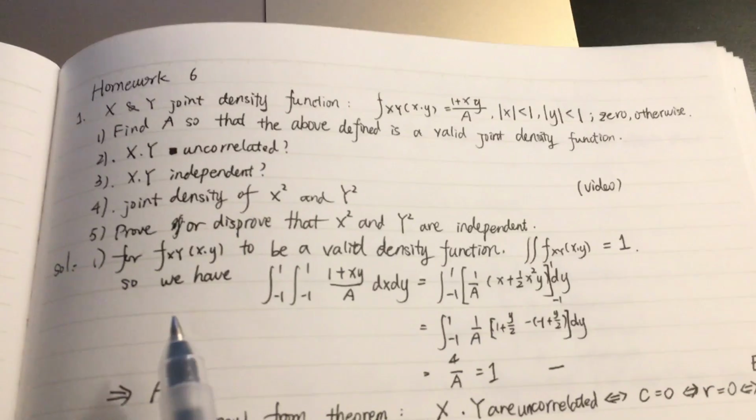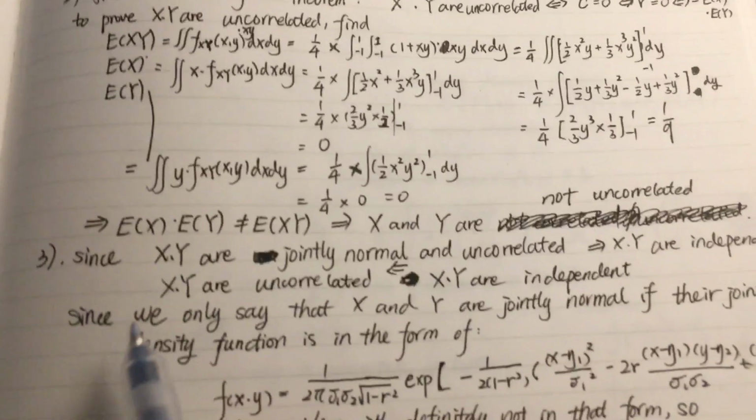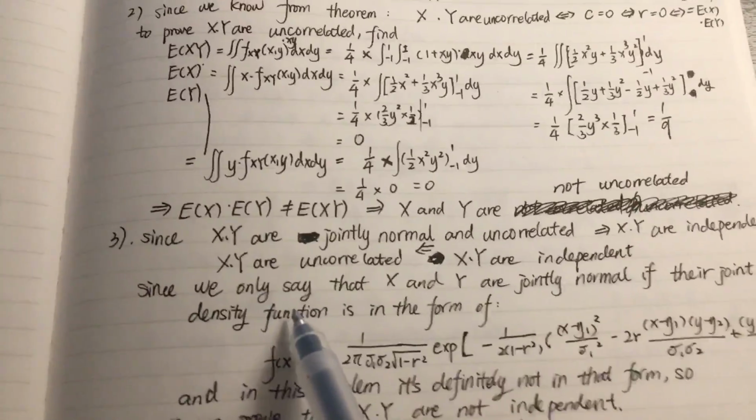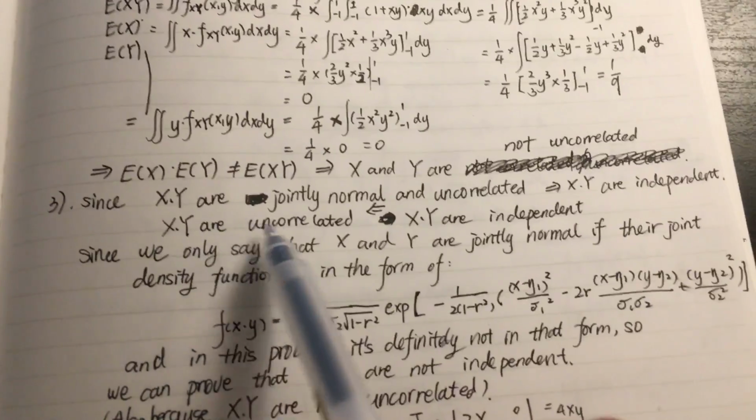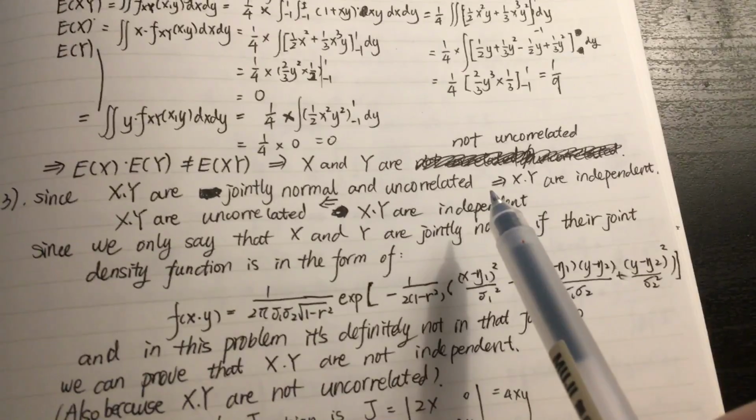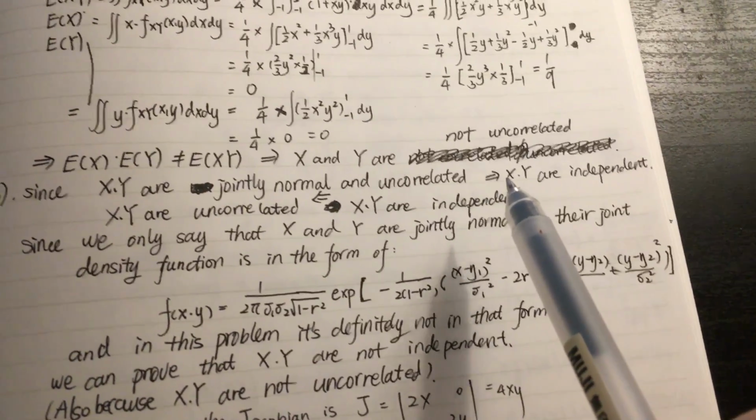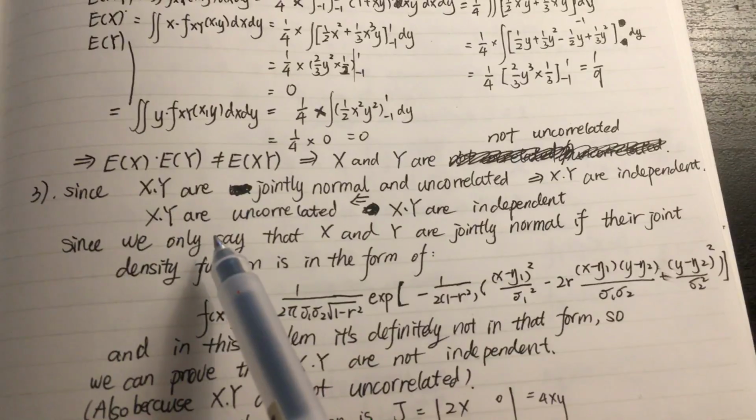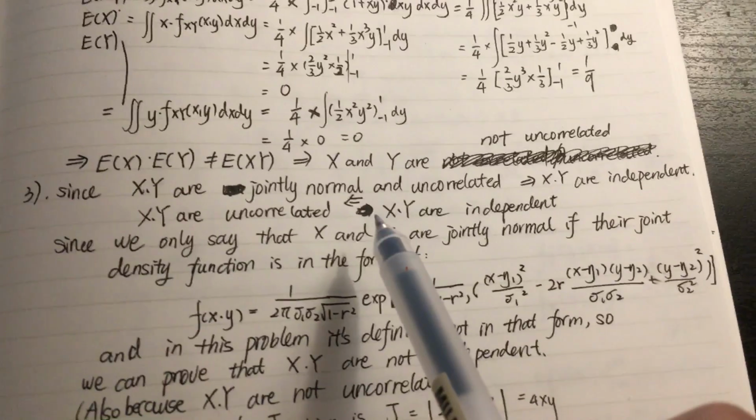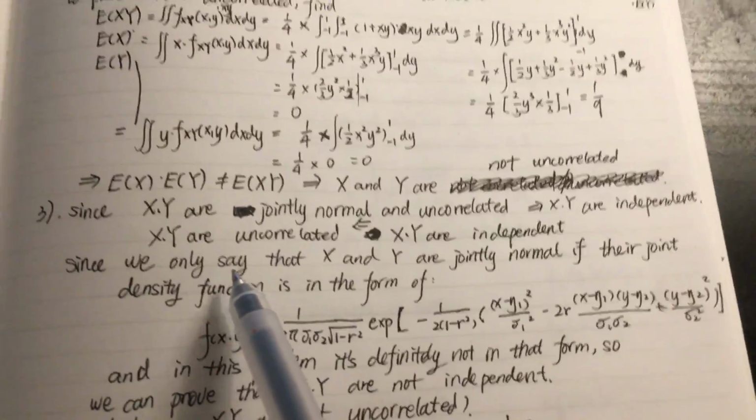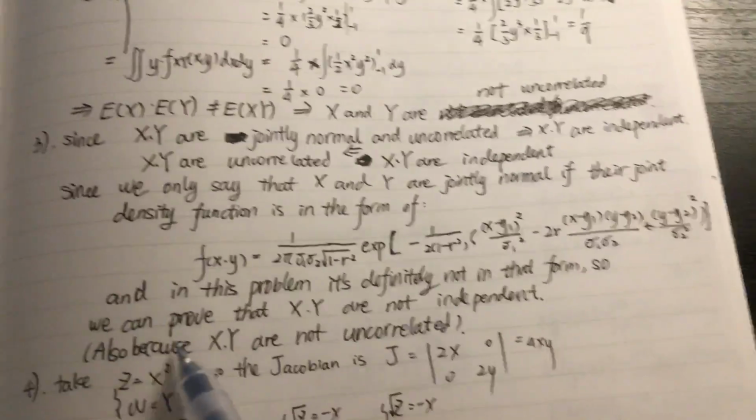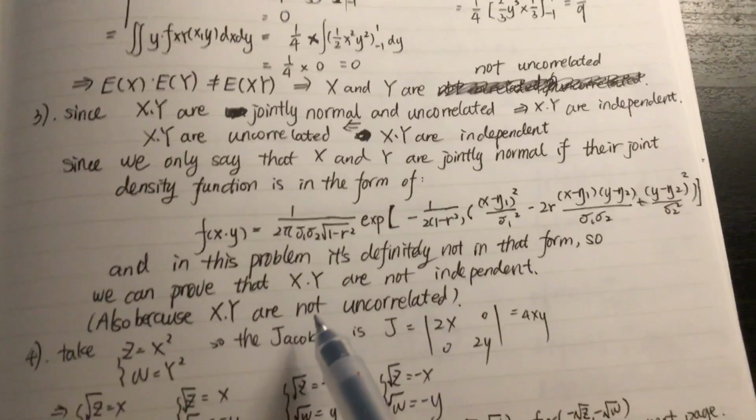For the third question, we have to find if X and Y are independent, and we use a few theorems from the course lectures. If X and Y are jointly normal and uncorrelated, that is a sufficient condition for X and Y to be independent. And being uncorrelated is a necessary condition for X and Y to be independent. Since we derived in the second question that X and Y are not uncorrelated, X and Y are not independent.